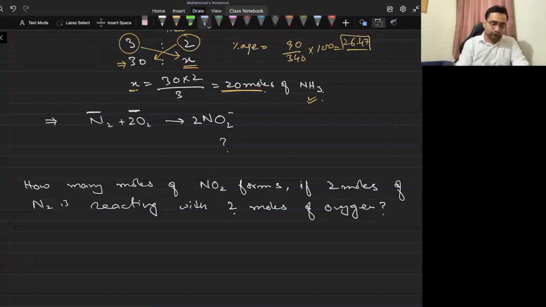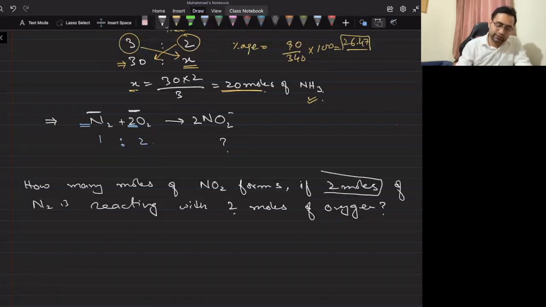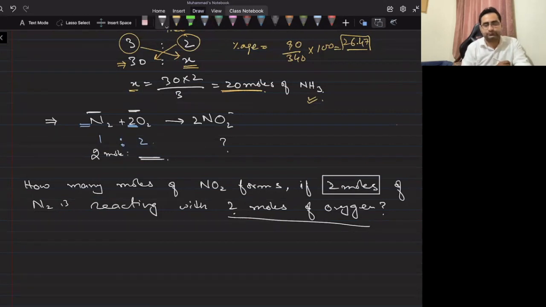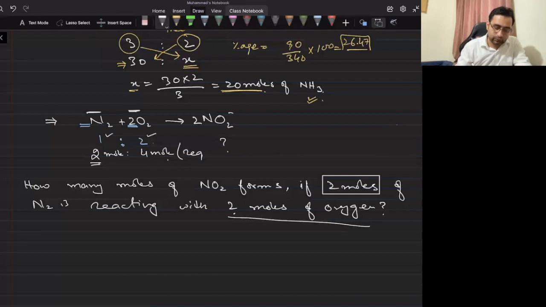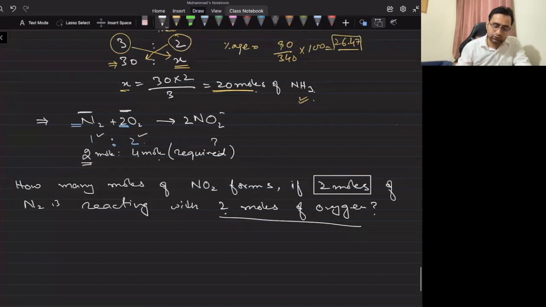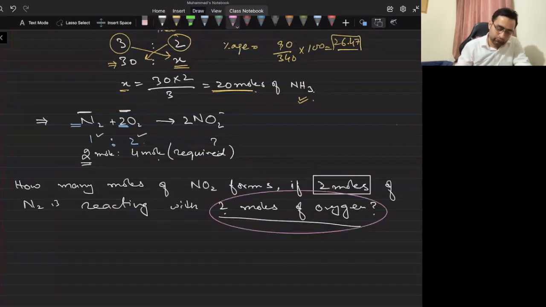For this, you will start with the molar ratio. What's the ratio of nitrogen and oxygen? This is 1:2. First of all, you will identify the limiting reactant and excess reactant. You have 2 moles of nitrogen and 2 moles of oxygen. How much oxygen is required to react completely with 2 moles of nitrogen? This is 1:2, so for 2 moles of nitrogen, you need 4 moles of oxygen. This is your required amount. But how much do you have in the question statement? You have 2 moles of oxygen. So which one is the limiting reactant?